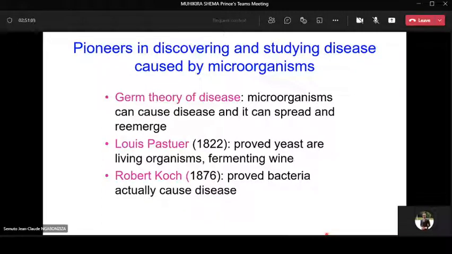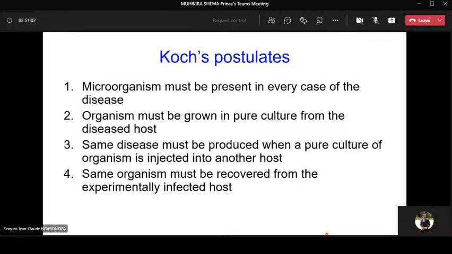How did he do this? There are four postulates of Koch. One is that the microorganism must be present in every case of the disease. That means in each case, you should find the same bacteria. The organism must be grown in pure culture from the diseased host. It means the bacteria cannot only be observed, it has to be grown.